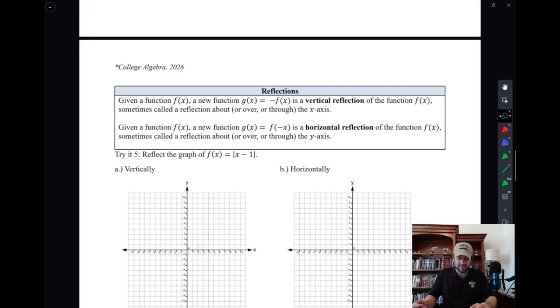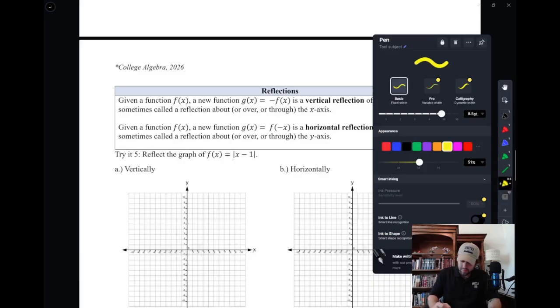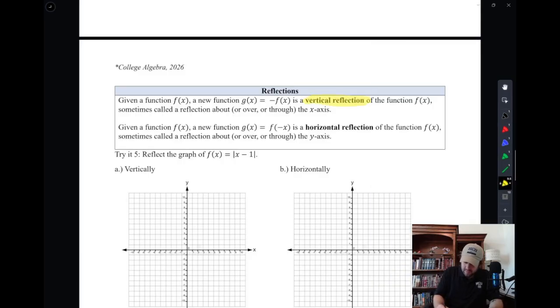Our second type is a reflection, where we take a function and either reflect it across the x-axis or reflect it across the y-axis. The vertical reflection is a negative on the outside, and it kind of just looks like this. If you're looking down, like if you're standing on a puddle and looking down. The horizontal reflection is a negative on the inside, and it kind of looks like you're looking in a mirror standing up, like a barn door reflection.